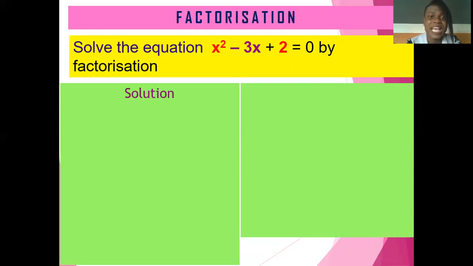So we have x squared minus 3x plus 2. This is a quadratic equation, right? x squared minus 3x plus 2 equals 0. Now, let's assume that the 2 had been on the other side. Maybe x squared minus 3x equals minus 2. You would have to bring it back to the standard form of expression before you begin to solve. So we have x squared minus 3x plus 2 here now.